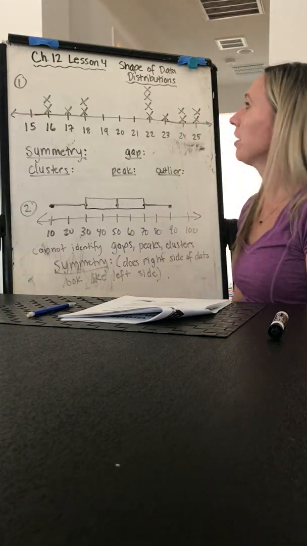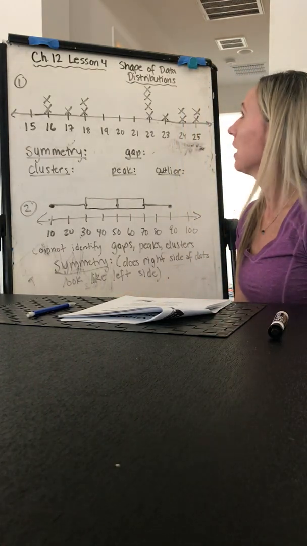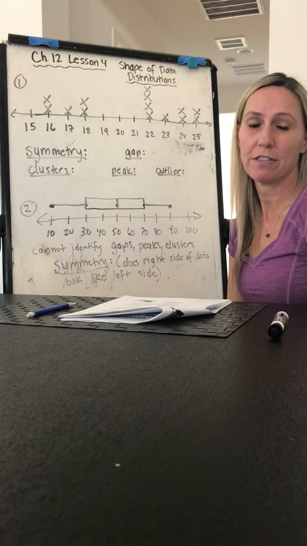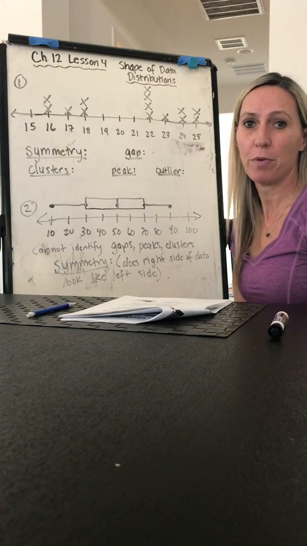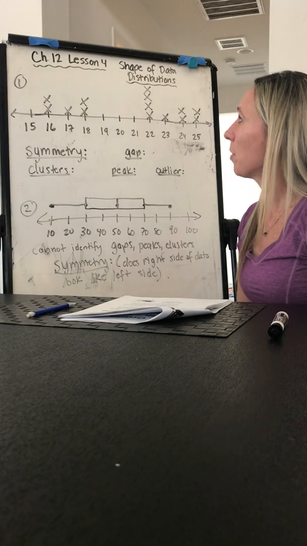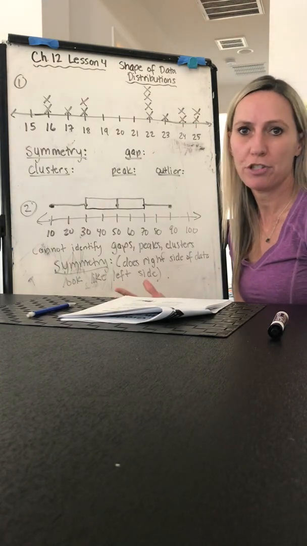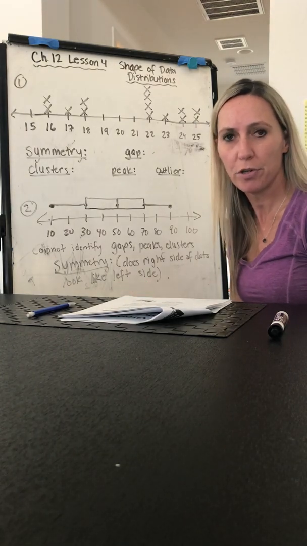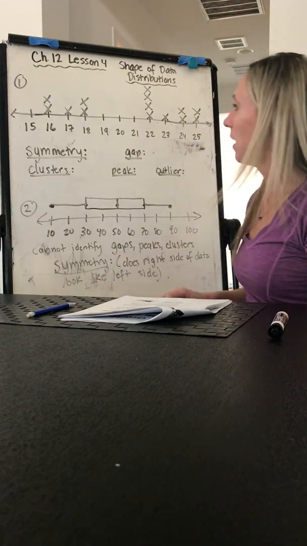Bentley's mom. We're going to do chapter 12, lesson 4, the shape of data distributions. So basically, we're doing what we did the last couple days, but we're learning how to describe the shape. There are a few vocabulary words that you need to know to do this.